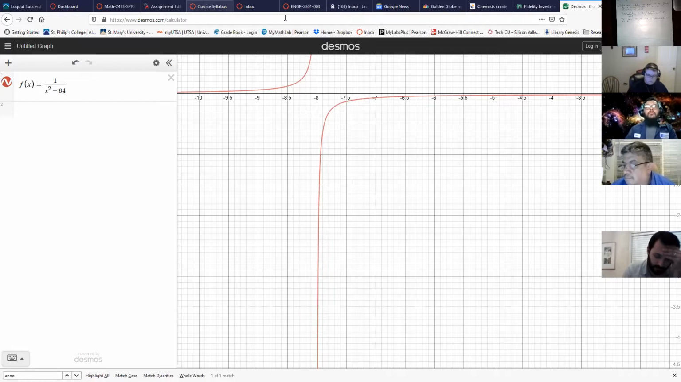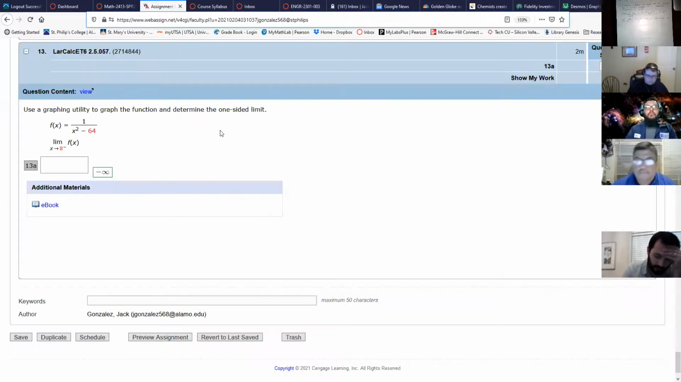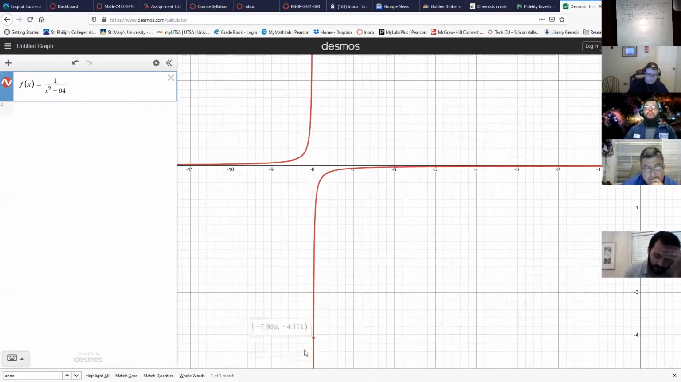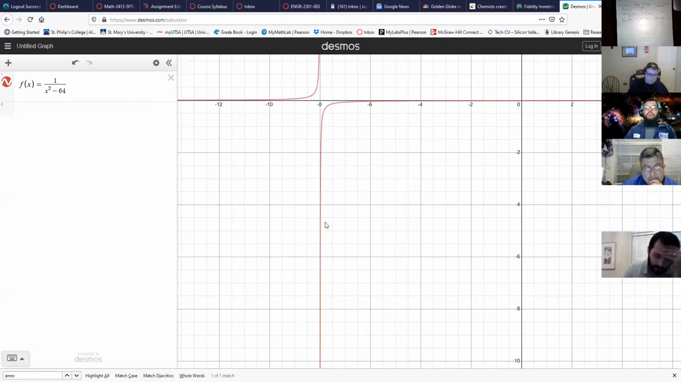Where's that question at? Is it here? No, there it is. Can you see this? Okay, so it says from the right. So from the right, it's shooting off to negative infinity, right? See how it never gets to -8, no matter what. So it's going to keep happening forever. You can try it out for 10 hours if you want. Not going to happen.